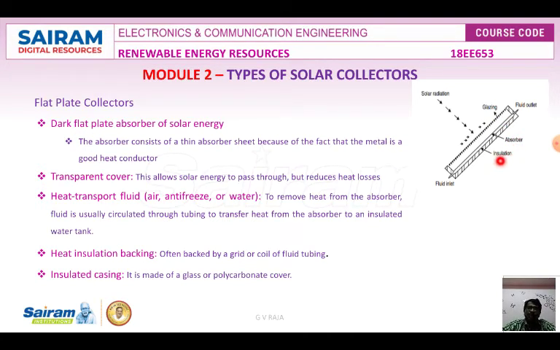Why is insulation used? In order to avoid the loss of heat. If you do not use insulation on the bottom side, then whatever amount of heat is absorbed by the absorber will be lost from the bottom side. So to avoid the heat moving out, we use insulation. Normally a black paint coating or some coating is provided in order to absorb the heat and not dissipate it.